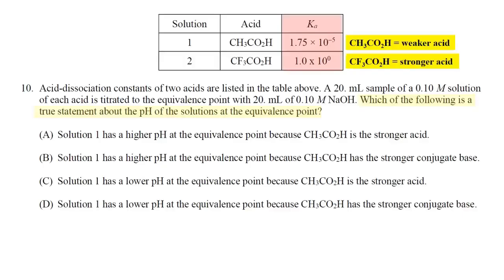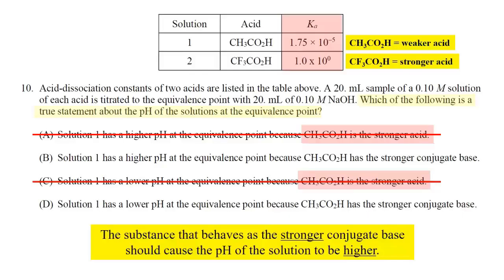So therefore, CH3CO2H is the weaker acid. Now looking at all 4 of these choices, they're all referring to that formula, CH3CO2H. So I'm going to go ahead and write weaker acid, which is true, which means I can eliminate choice A, and I can eliminate choice C. So this substance, it is the weaker acid, but it also has the stronger conjugate base. So what about the pH at the equivalence point?